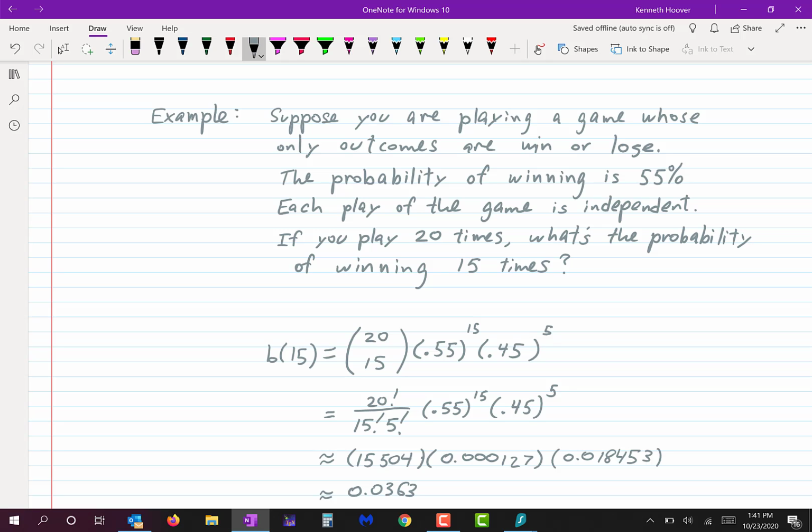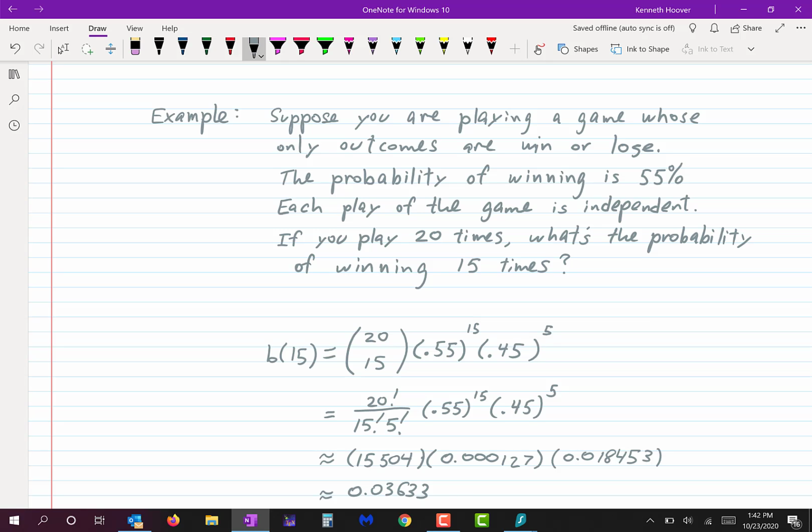0.0363, and then there's a 3 and a 4, so that rounds off to 3. And so there's our answer. Okay, so I would say there is a 3.633% chance of winning 15 of the 20 times. Okay, I think that's pretty straightforward.